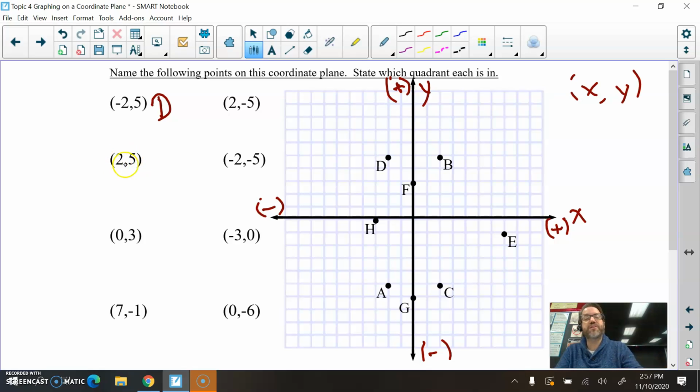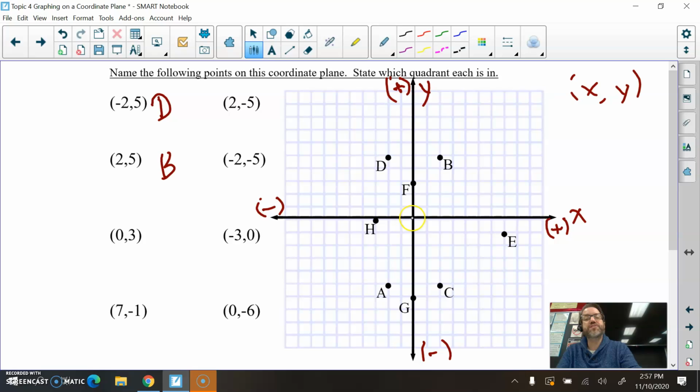Now, where is or what is at (2, 5)? These are both positives. So starting here, my x is 2, 1, 2, in the positive direction, and my y is 5. That means I go up 5, 2, 3, 4, 5, and that's point B. Okay? (0, 3). Now my first coordinate is a 0, so that means I don't get to go right or left.